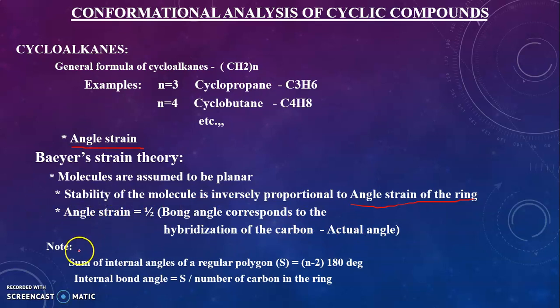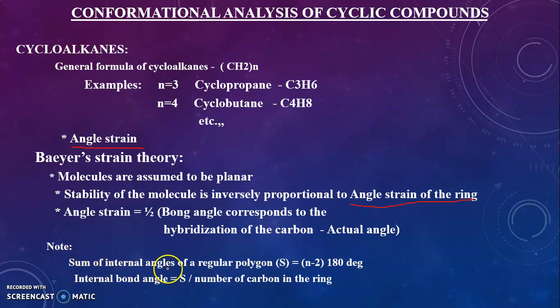Here this is very important. First, we must know what is the internal angle in cyclopropane, internal angle in cyclobutane, cyclopentane, cyclohexane, etc. How to find the values? It's very simple, because we are going to take regular polygons: cyclopropane, cyclobutane, cyclopentane, cyclohexane. We are going to take only regular polygons.